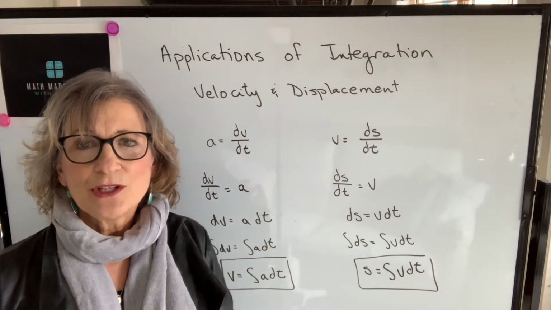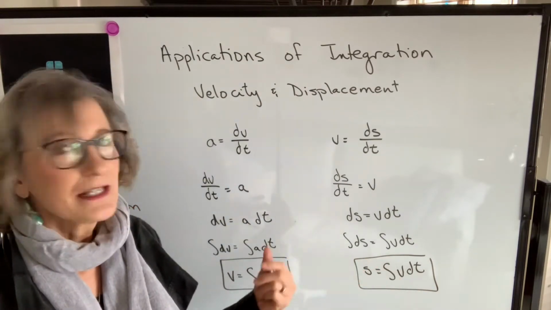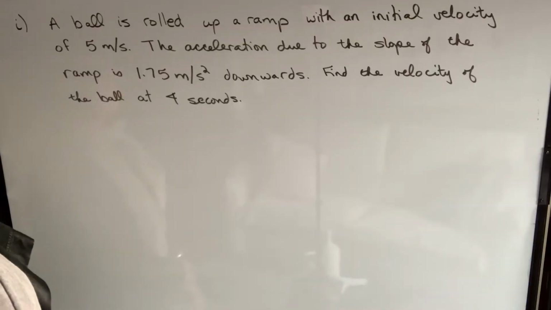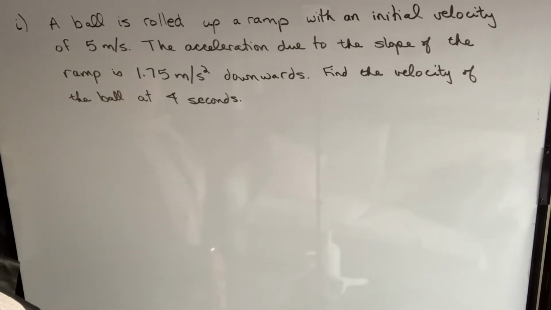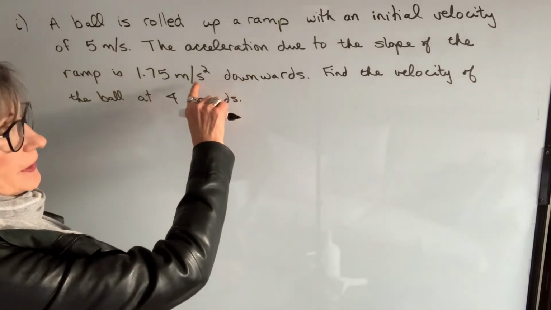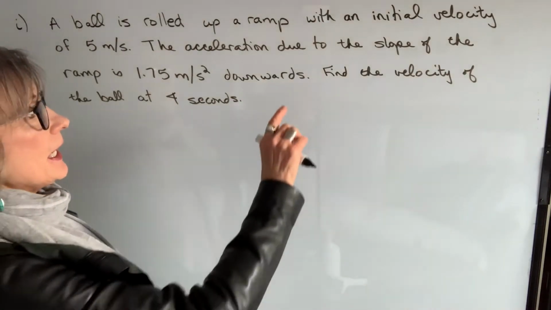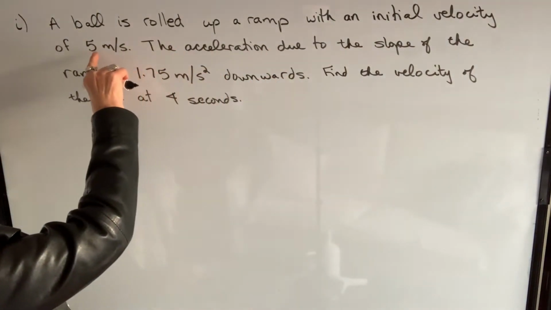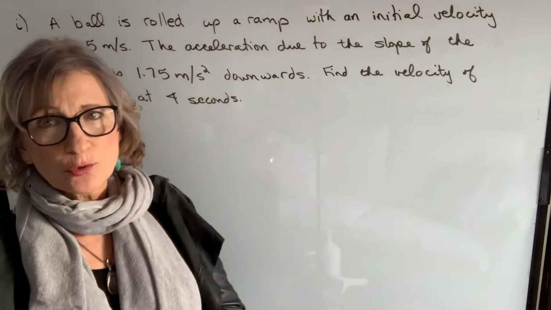Let's take a look at how we use these formulas in terms of problems. Our first example says a ball is rolled up a ramp with an initial velocity of 5 meters per second. The acceleration due to the slope of the ramp is 1.75 meters per second squared downwards. Find the velocity of the ball at 4 seconds. So we're given the acceleration of the ramp, and we're given a set of values. We're given the initial velocity.